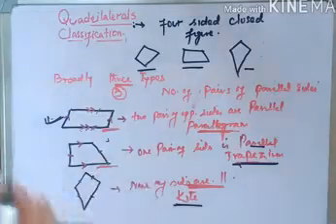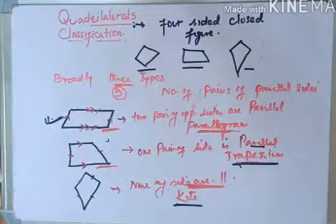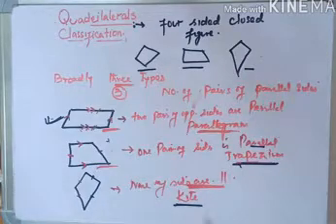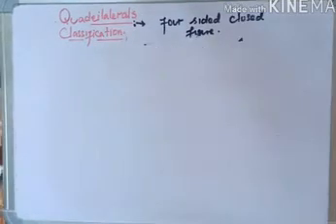We'll be explaining each of the different types in some more detail at some point in the future. Now we know that quadrilaterals are broadly classified into three types. Number one is the parallelogram, number two is the trapezium, and number three is the kite. They are classified on the basis of how many pairs of sides are parallel.